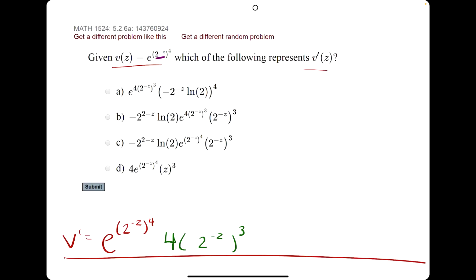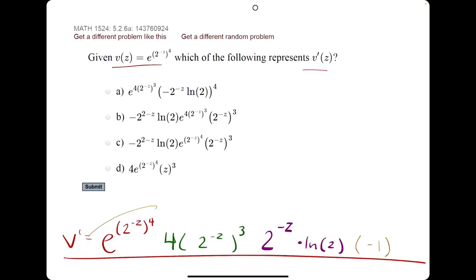And then our next inside layer is the 2 to the negative z. That's an exponential function, so its derivative is 2 to the negative z times ln of 2. And then our very last layer is that negative z. Any negative variable has a derivative of just negative 1. And this is our derivative.